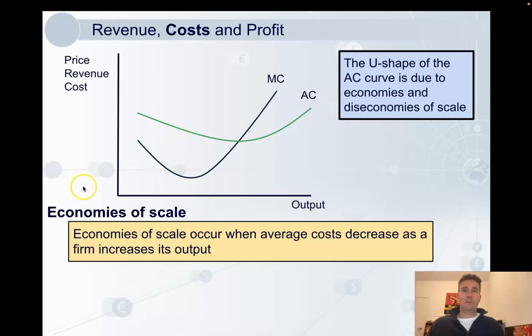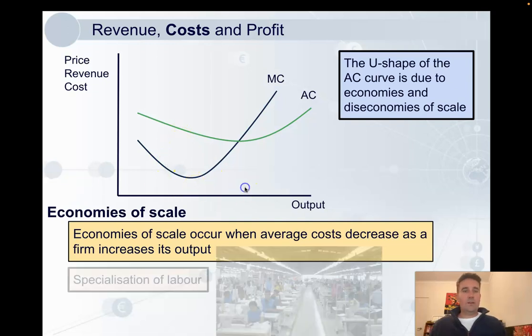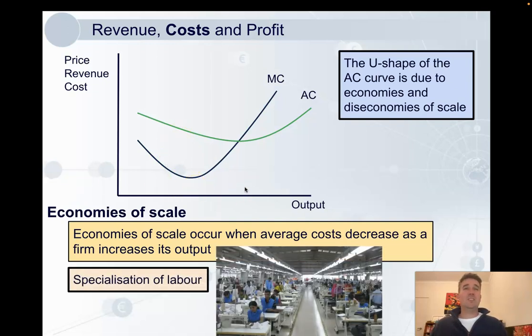That happens for a number of reasons. Firstly, in a large operation, there tends to be a specialization of labor. Each employee specializes in one task and becomes proficient. That increases efficiency and lowers average cost. So think of a production line. That's sort of how it works.